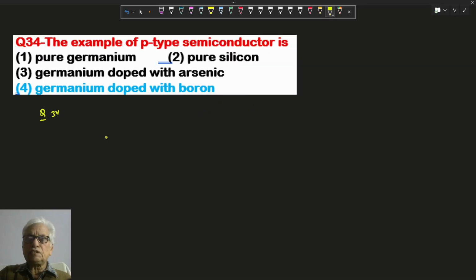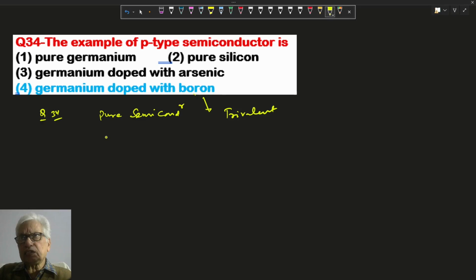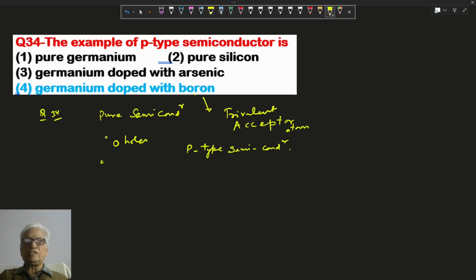In this question, a pure semiconductor is doped with boron. Boron is a trivalent impurity atom. Sometimes it is called acceptor atoms, trivalent atoms, acceptor atoms. Accepting the electron means deficiency of electrons, generating holes. Positive type, that is why it is called P-type semiconductor. If germanium or silicon is doped with boron, it is a P-type semiconductor. So option 4 is correct.